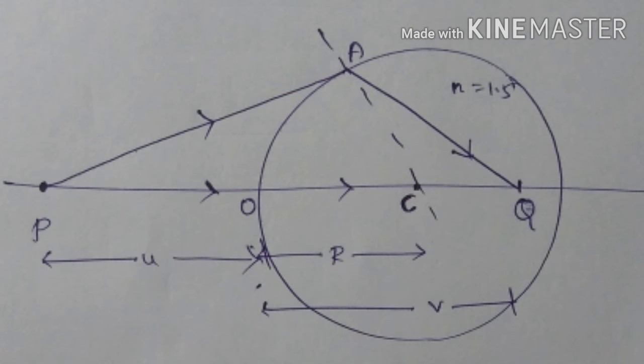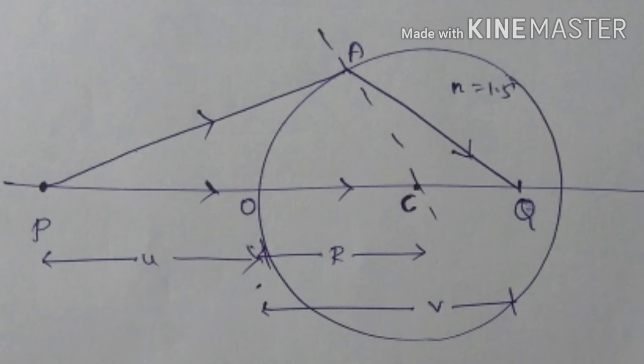So, here is the spherical refracting surface. On this sphere, the principal axis passes through the center of curvature C. There is an object at point P. Light from P travels in a rarer medium and hits the sphere at point A. From this point A, a normal line is drawn, which passes through the center of curvature.